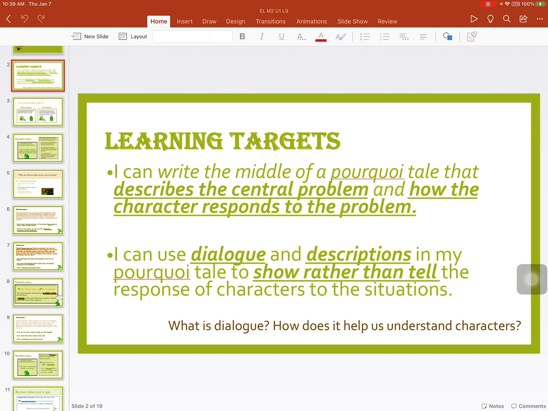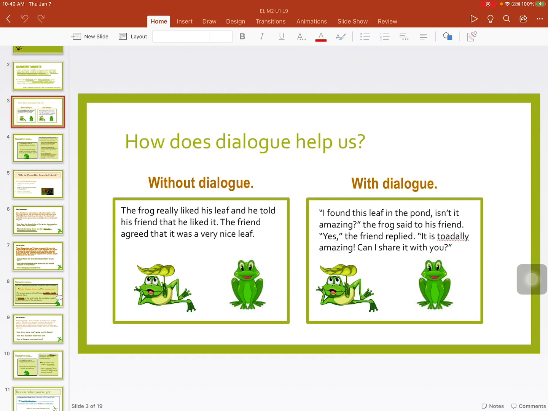I can use dialogue and descriptions in my pourquoi tale to show rather than tell the response of the characters to the situations. What is dialogue? How does it help us understand characters? I want you to keep that in mind as we read the next slide. So how does dialogue help us?